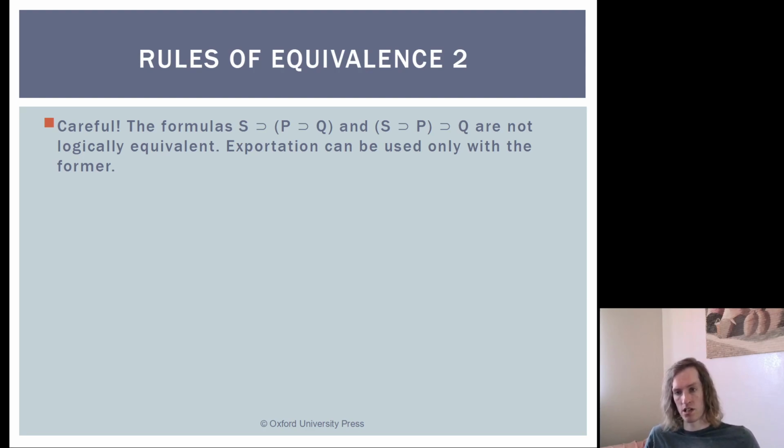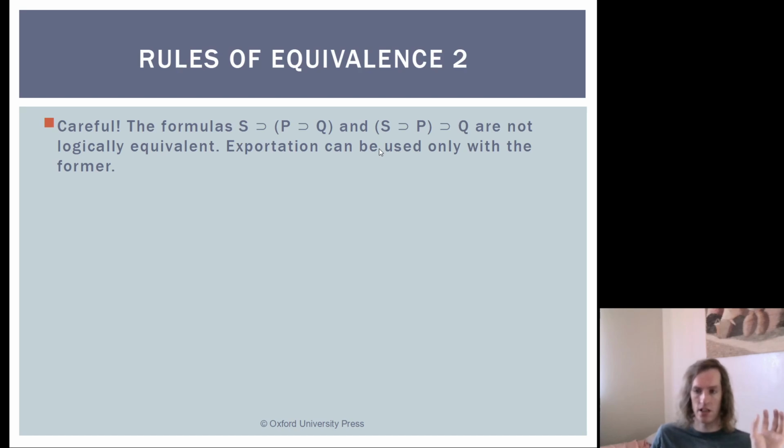So exportation can only be used in the first case, where if I have S, then it is true that if P then Q, which means that if I have both S and P, S enables the relationship between P and Q, and P enables Q. So then I can say, if S and P, therefore Q. But when the parentheses are arranged in the second way, exportation doesn't work.